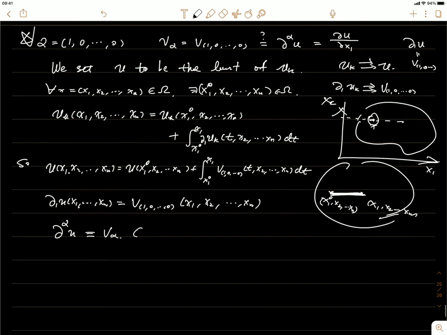And from here, we said this is in C(Ω̄), because each one is a limit of continuous functions which converge to this v_alpha uniformly. So this is also in C(Ω̄). And this implies that u is actually in C^k.